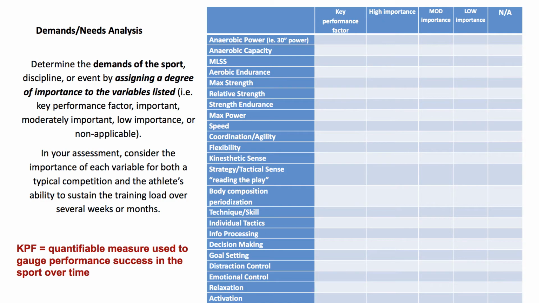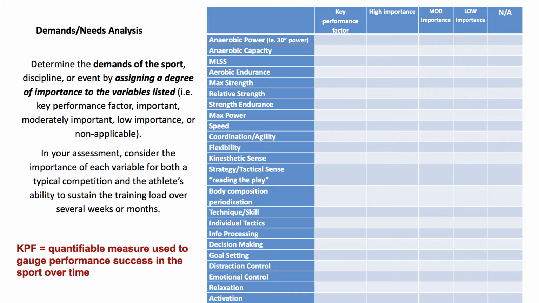This is a template that is typically used for a sport demands/needs analysis, where you want to determine the demands of the sport discipline or event by assigning a degree of importance to the variable. So as you can see, there are listed variables on the left column, which are anaerobic power, anaerobic capacity, maximum lactate steady state, max strength. There's lots of things here: flexibility, speed, decision making, information processing.